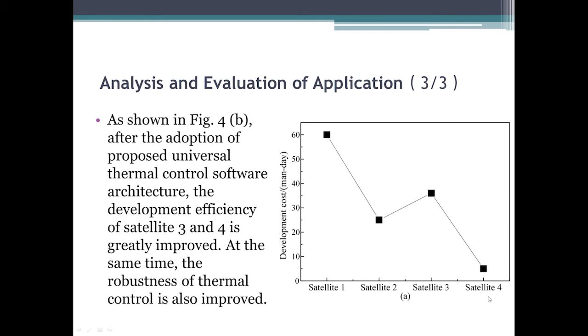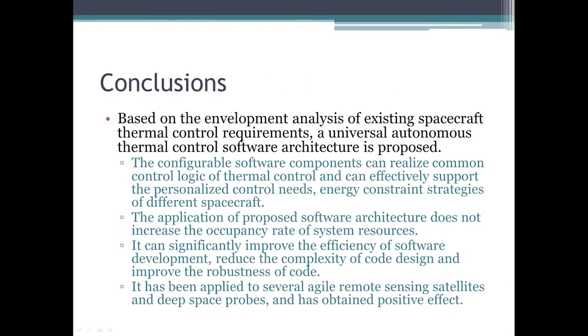And as we can see in this figure, after the adoption of the proposed universal thermal control software architecture, the development efficiency of satellite 3 and 4 greatly improved, and at the same time, the robustness of thermal control is also improved.